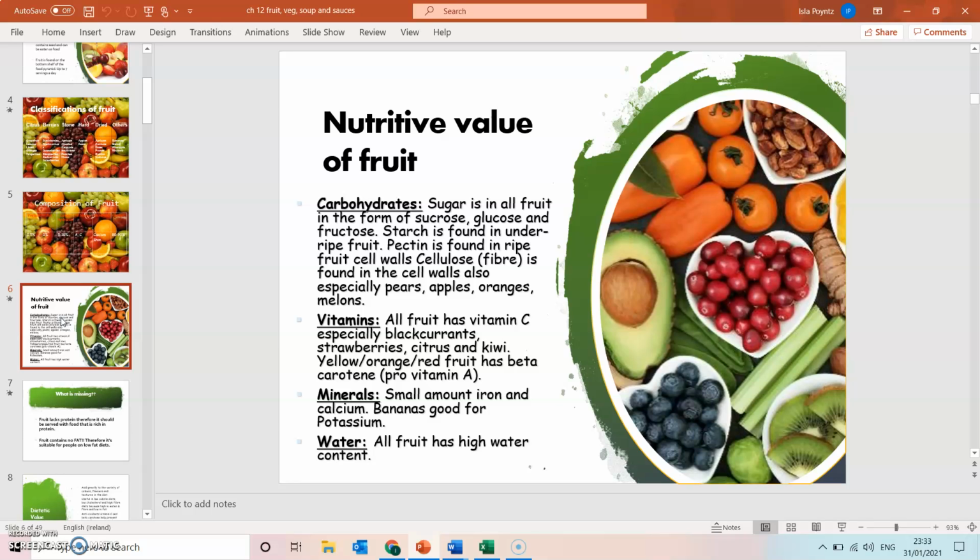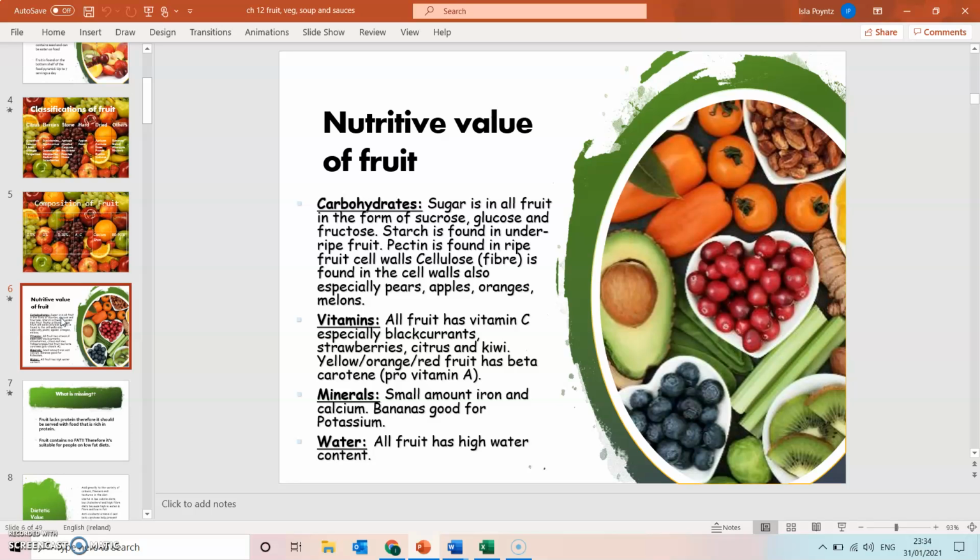So the nutritive value, carbohydrates, sugar is in all fruit in the form of sucrose, glucose and fructose. So they're important words, sucrose, glucose and fructose. Starch is found in underripe fruit, and then as the fruit becomes more ripe, the starch will convert to a sugar. So you know if you eat an underripe banana, it's quite starchy, it's quite difficult to digest, and it's not very sweet. As your banana gets sweeter, the starch converts to sugar, and the fruit becomes much more sweet.